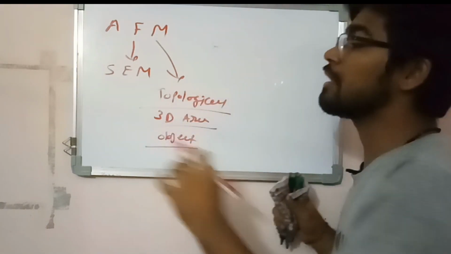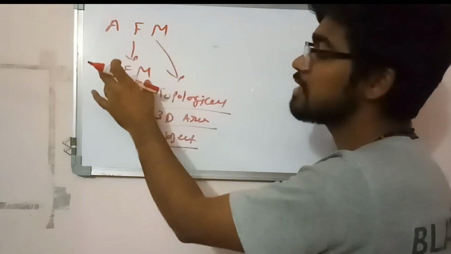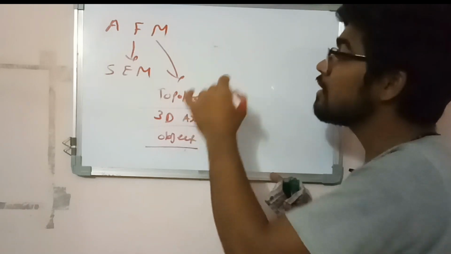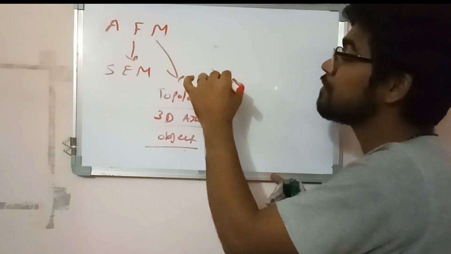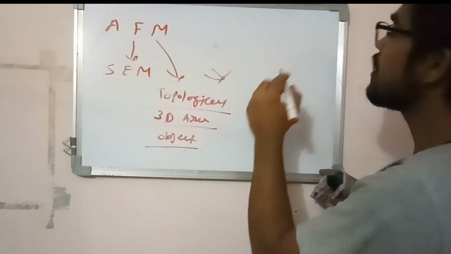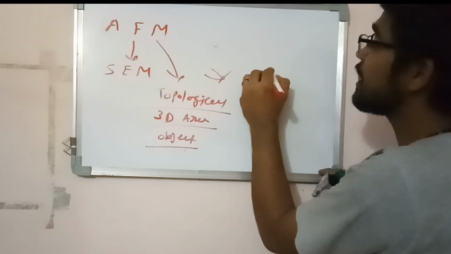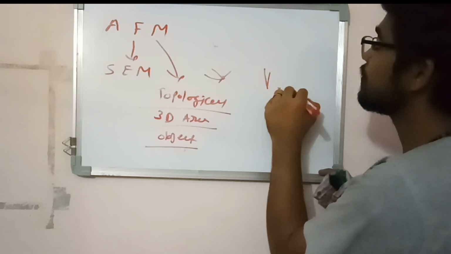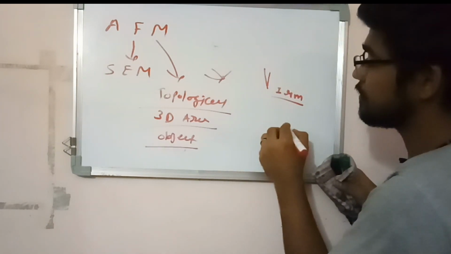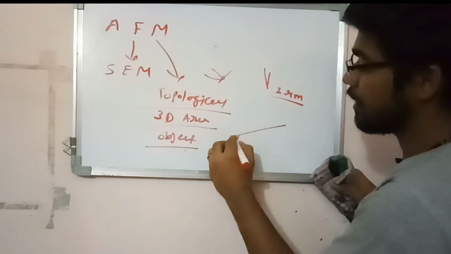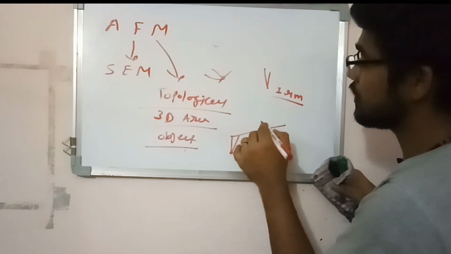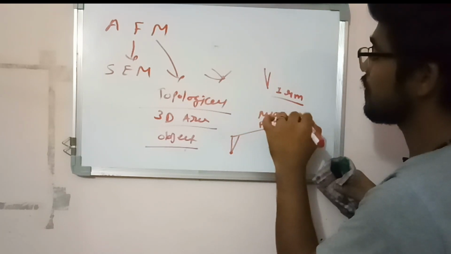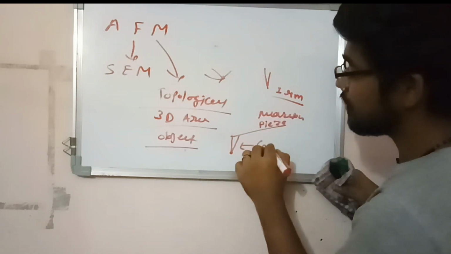It is very accurate because we use a simple pointer that scans an object point by point. For this we use a small tip like this. The diameter is about 1 micrometer. It looks like that. This is the pointer. This is the piezo. It is movable. This is called a cantilever.